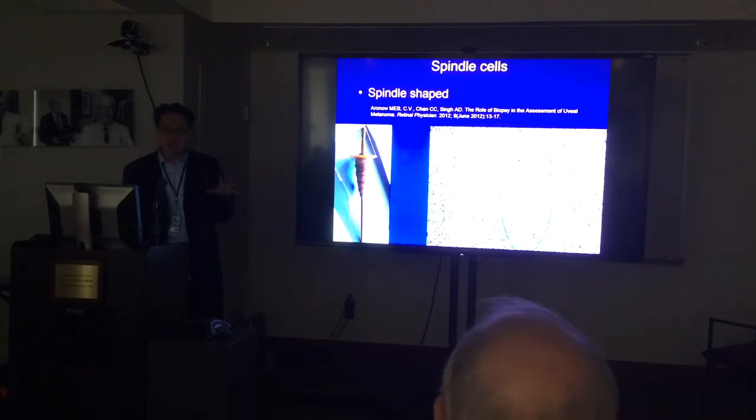Now, the clinical significance of the cell type is that if you have a choroidal melanoma with epithelioid cells, those tumors tend to be more aggressive than those made of a spindle or mixed cell morphology.